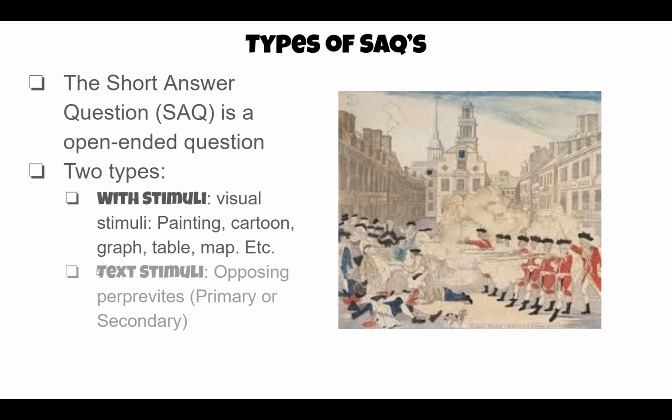You also have what's called a text stimuli. This is when you have maybe two primary sources. It could be a speech, it could be a writing of some sort, and usually it's in a very comparative style. You'll look at two different bodies of work, and then you'll be prompted to answer in an ABC type of style, and I'll explain that in a little bit. So that's what we refer to as a text stimuli.